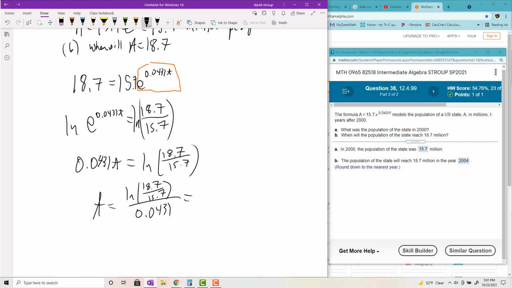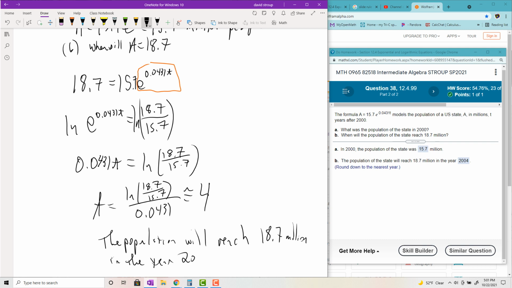They want it rounded to the nearest year, so this is 4. But remember, T represents years after 2000, so the population will reach 18.7 million in the year 2004. Okay.